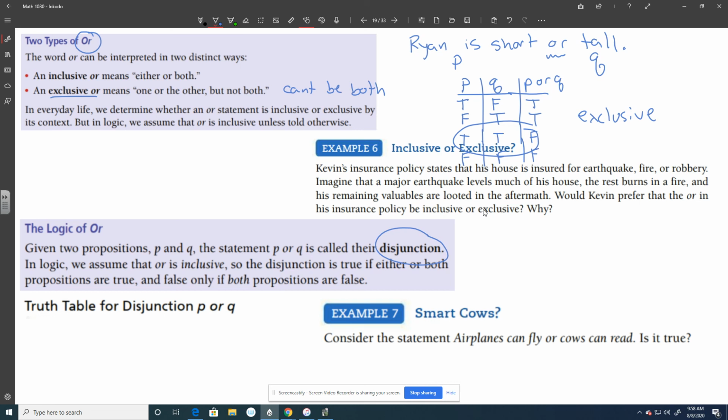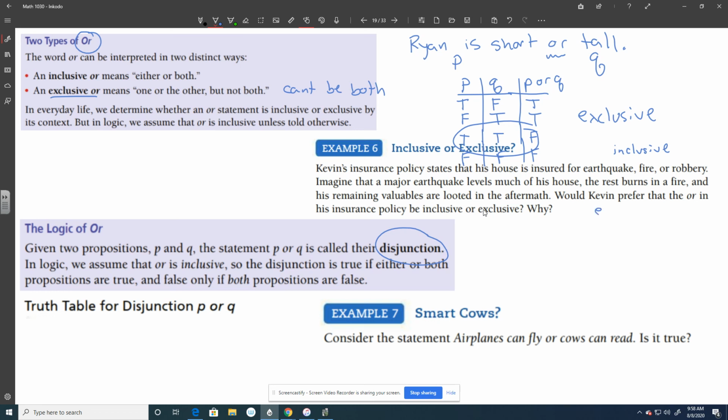So here's another example. Kevin's insurance policy states that his house is insured for earthquake, fire, or robbery. Now, what if this was an inclusive statement? That means that it's insured if there's an earthquake, or if there's a fire, or if there's a robbery. But inclusive also means if all of those happen, it's still true, he's still insured.